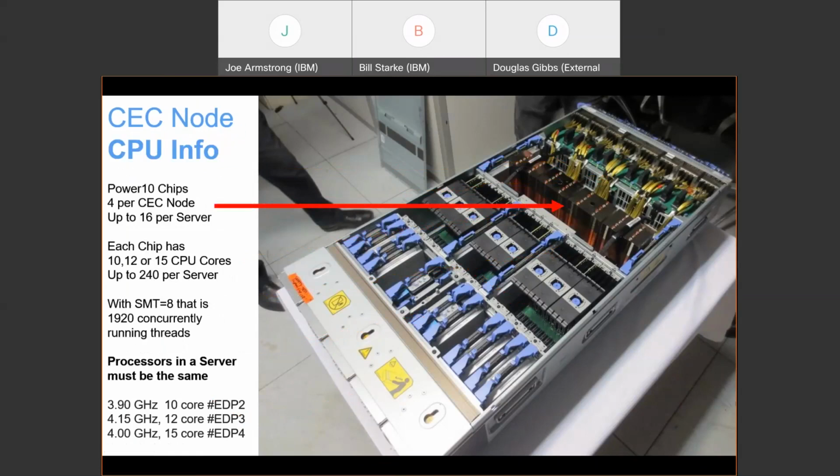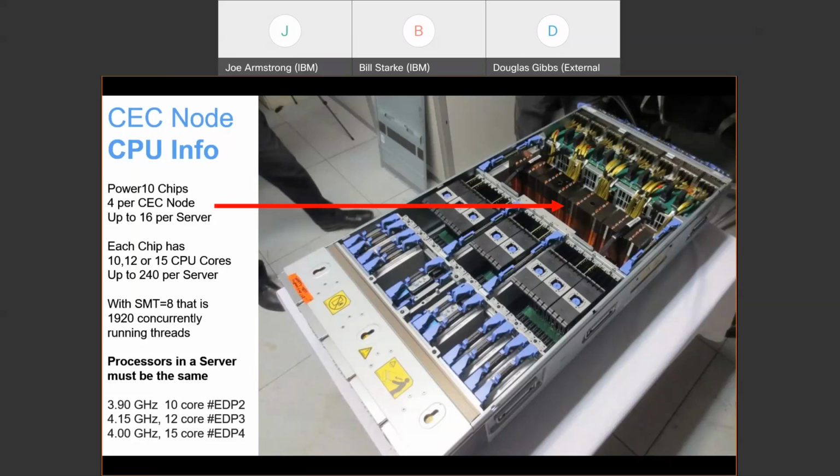A little thing about the processor chips. Again, there's 4 of them in the CEC. Each chip has 10, 12, or 15 cores on it that are usable. As Bill showed, there's actually 16 cores on the chip, but only up to 15 of them are ever usable. So if you use 15-core chips, 60 in every CEC, that's 240 for the largest E1080 server. And these are all running up to 8 threads, so 1,920 concurrently running threads in the system. This is going to do a lot of work.